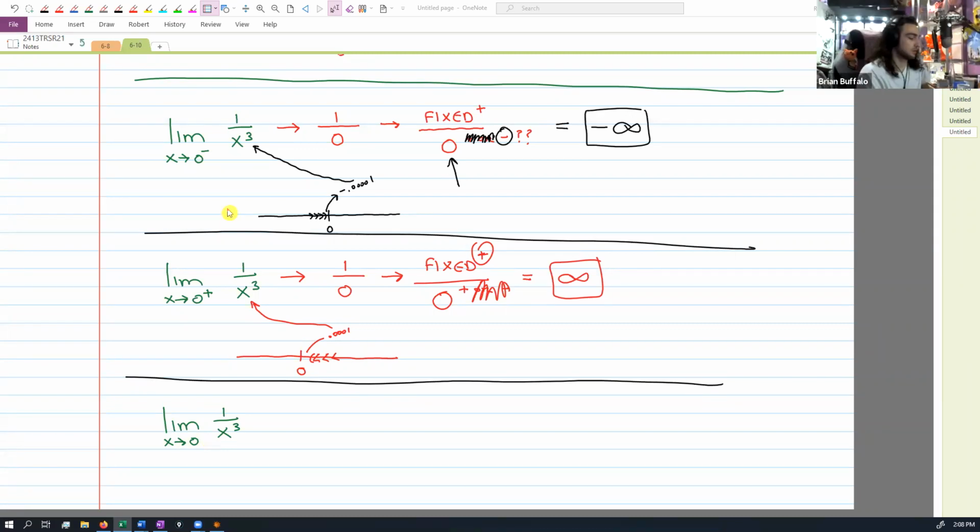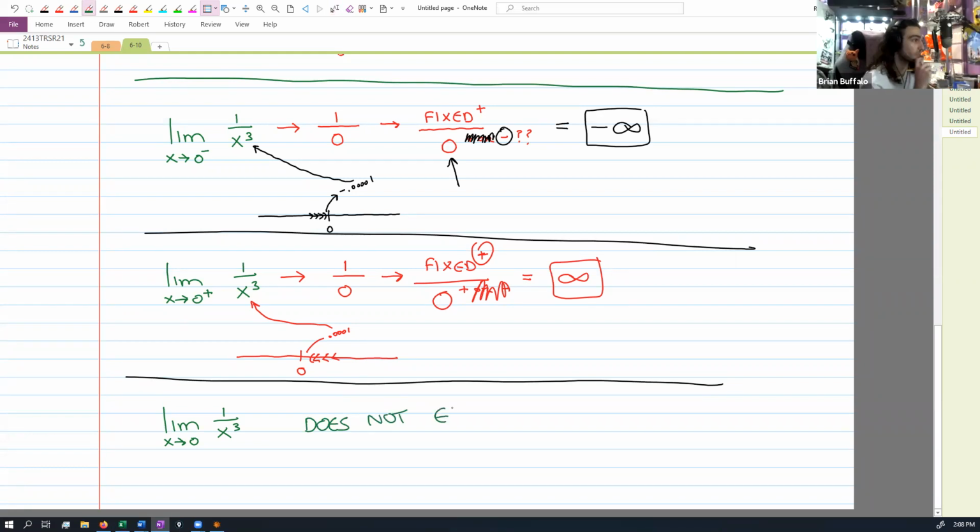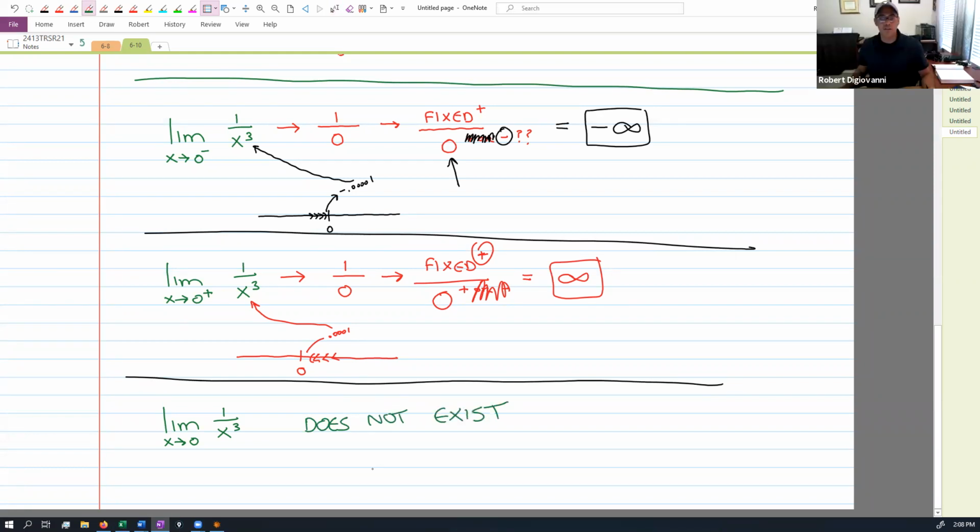Yes. Okay, and we already did that, right? Look at the previous two problems. We already did this from the left, and from the left, what was our answer? Negative infinity. Okay, and from the right, it was what? Infinity. Okay, so are they the same answer? No. Which means this limit doesn't exist. It does not exist.